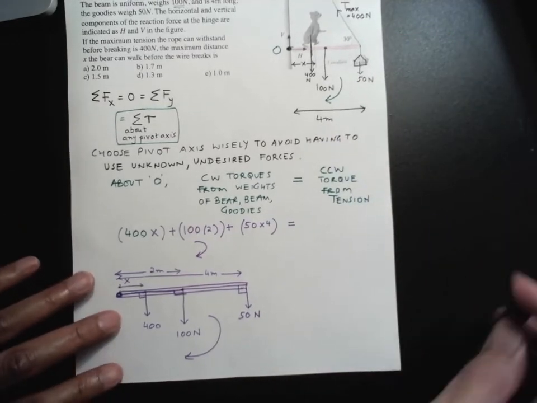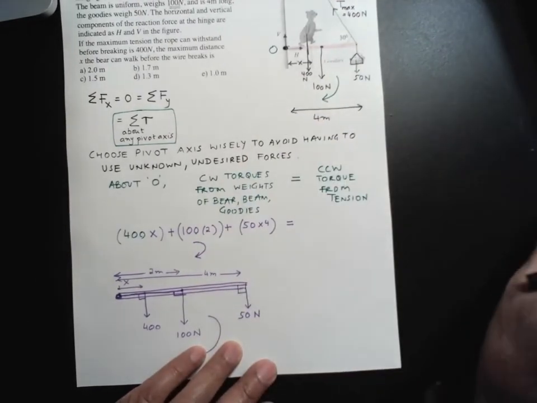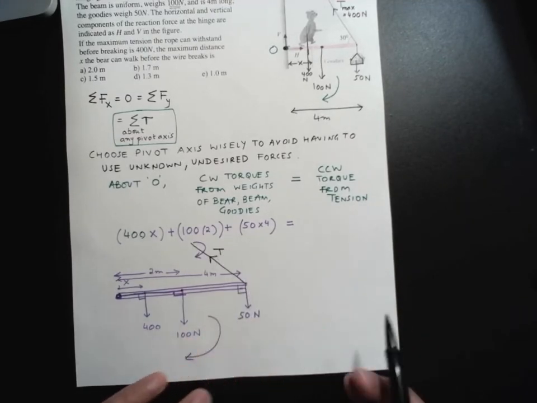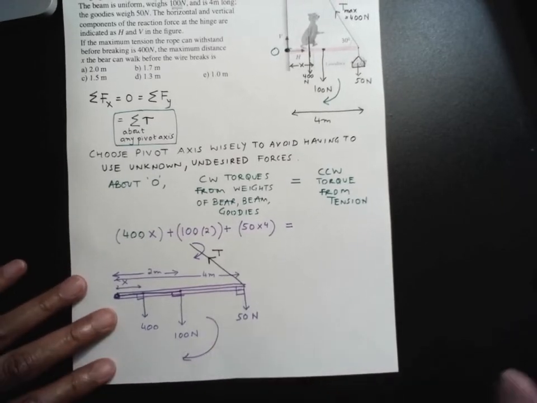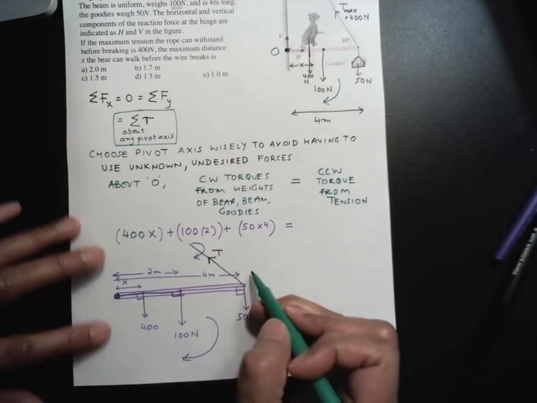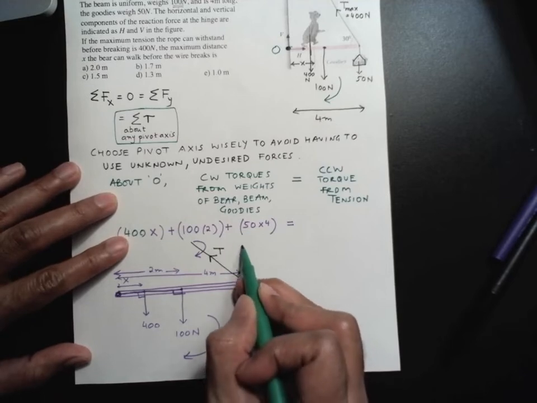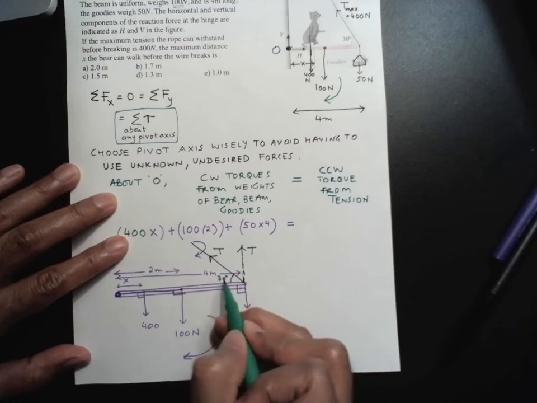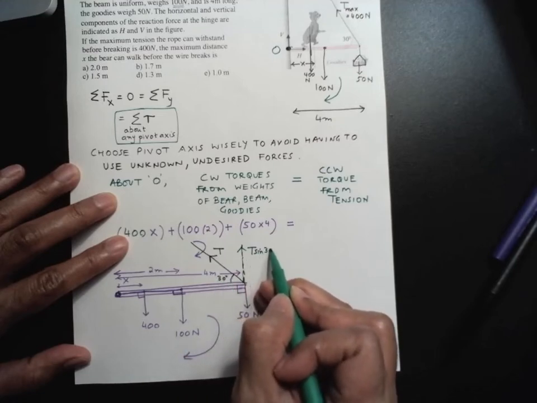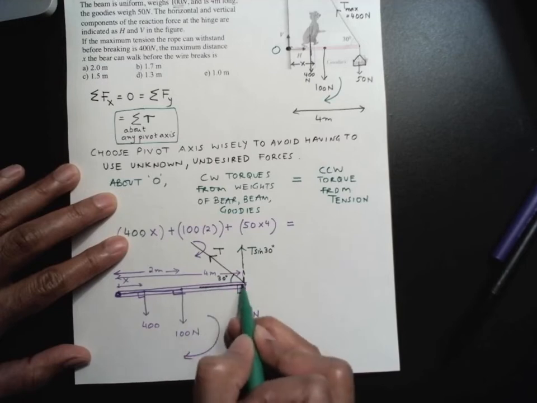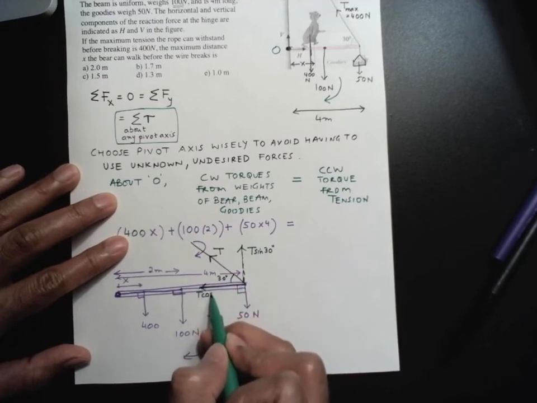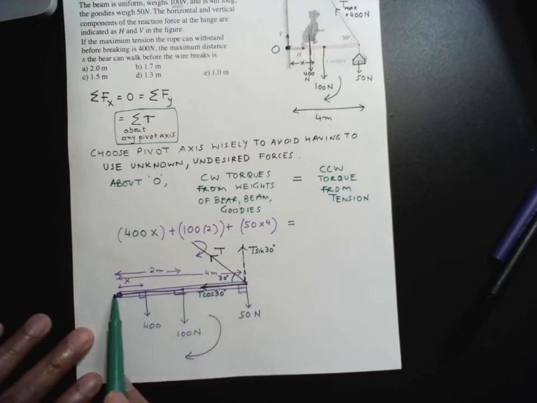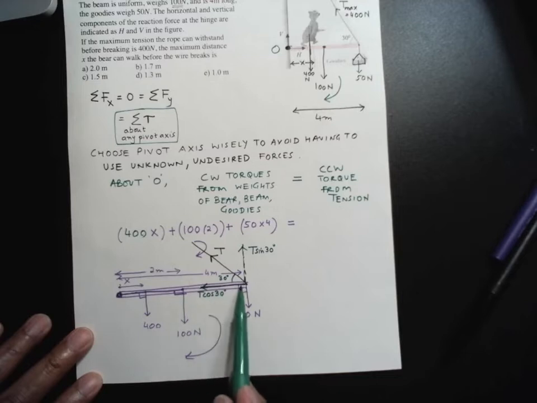So what about the tension? The tension is like that, and you'll notice that it has two components. The vertical component, if this is 30 degrees, is T sine 30. Then there is the horizontal component, T cosine 30. Why did I talk about components? Because T cosine 30 passes right through the pivot axis, so it has no lever arm.